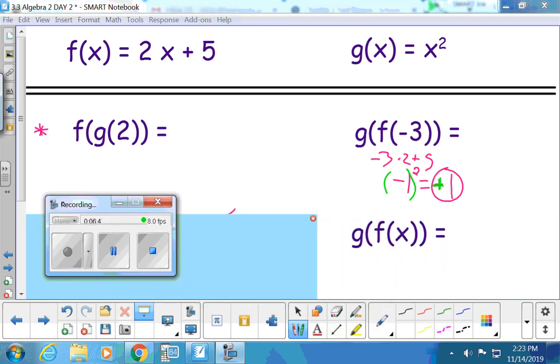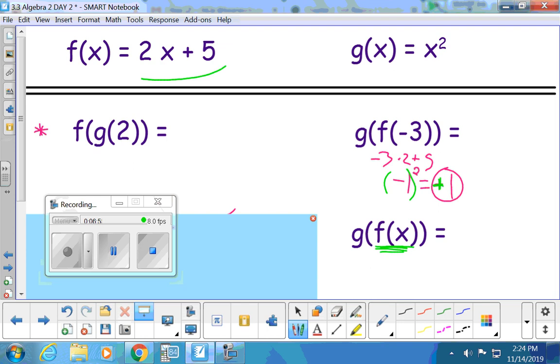So we got g of f of x. So you're going to take the inside guy, the equation f of x, circle it, put it in equation g right about there. That's going to give me 2x plus 5 squared. Now, let's see if you guys are scholars or not. How do you simplify that down?